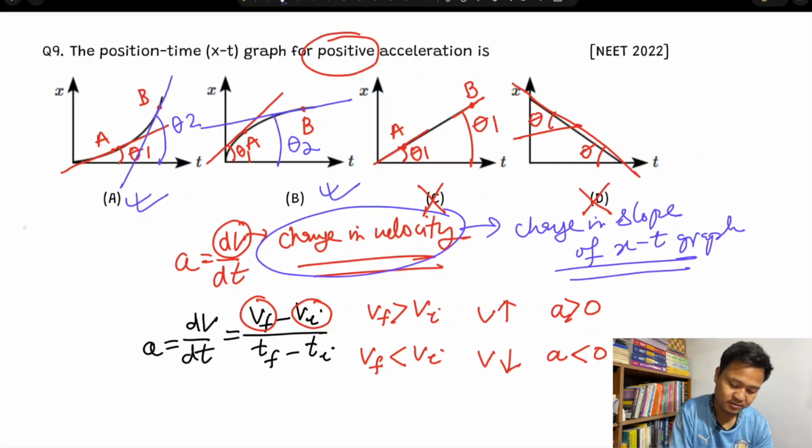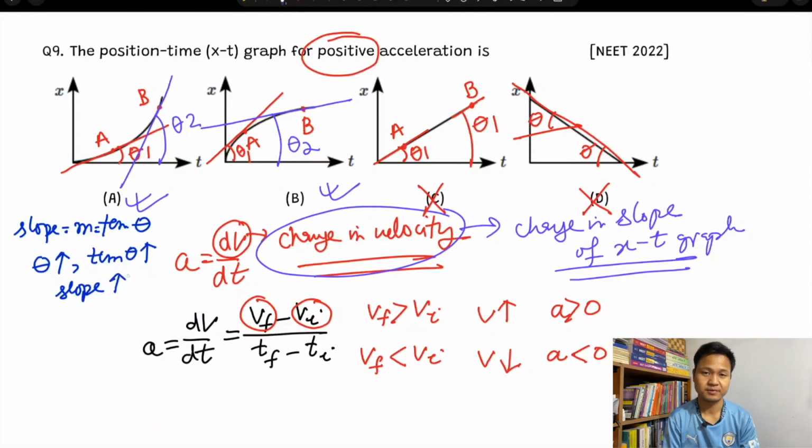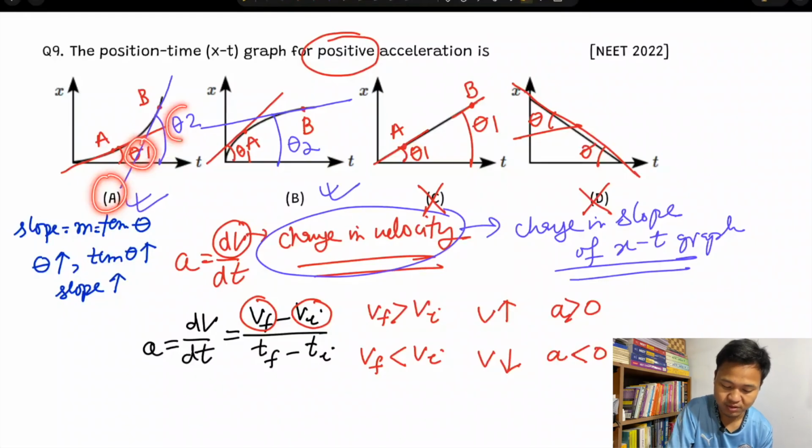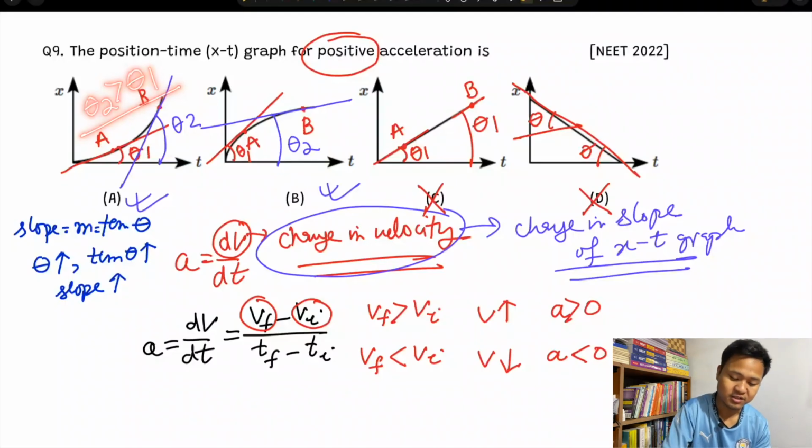Slope is nothing but m, that means tan theta. So if theta is increasing, tan theta will be increasing, therefore the slope is increasing. Option A, theta 1 and theta 2. So tell me which one is greater, theta 1 or theta 2. Here you can see that theta 2 is greater than theta 1. So the slope is increasing in option A, therefore the answer is option A.